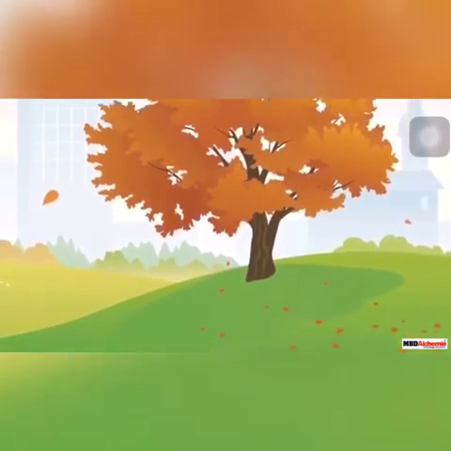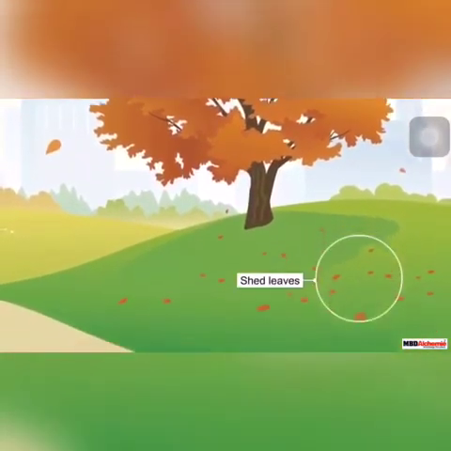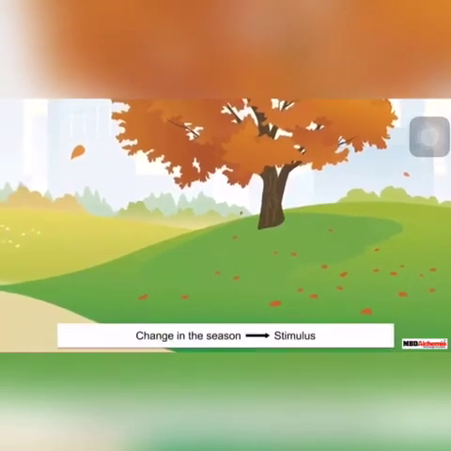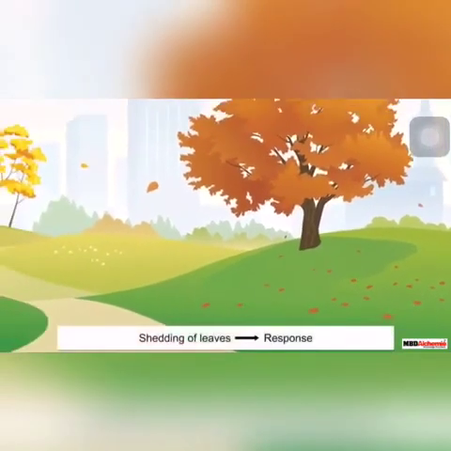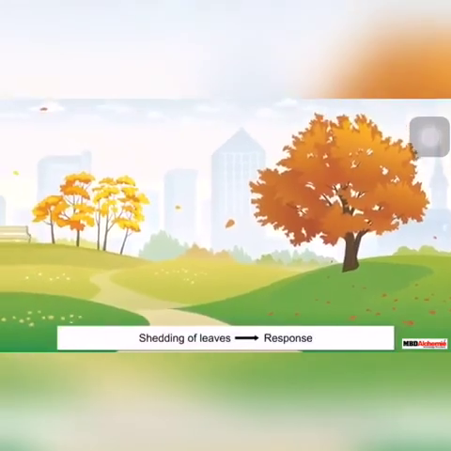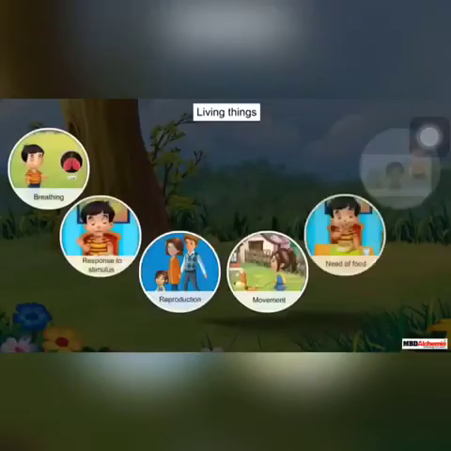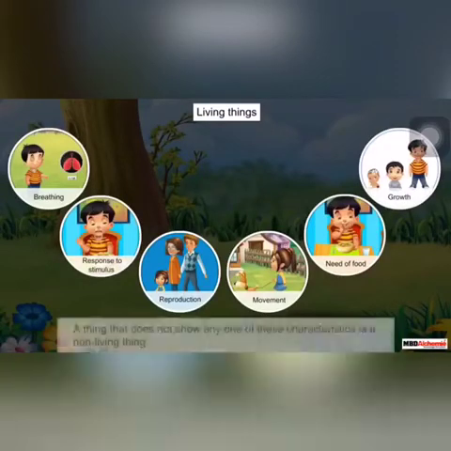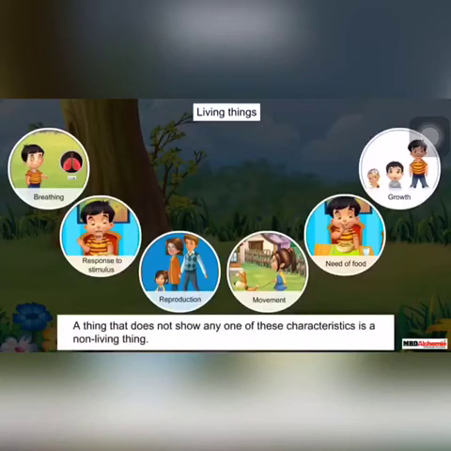In the same way, in a particular season, some plants shed their leaves. Here, the change in the season is the stimulus, and the shedding of leaves is the response. A thing is living only if it shows all the characteristics we have just discussed. If it does not show any one of these characteristics, it is a non-living thing.